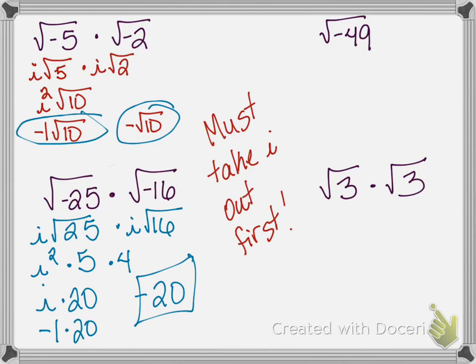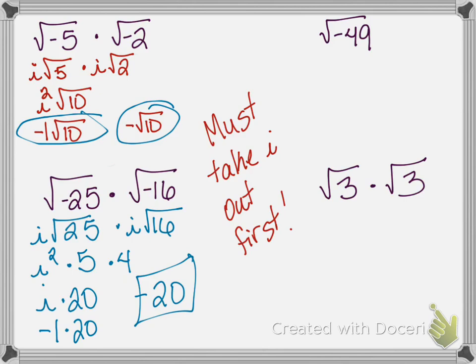If you can simplify things, I would simplify them because you're dealing with smaller numbers. Would you rather deal with the square root of 25 and the square root of 16, or would you rather deal with the square root of 400? Okay? So it's not wrong to do it that way. I just want you to be aware of that.